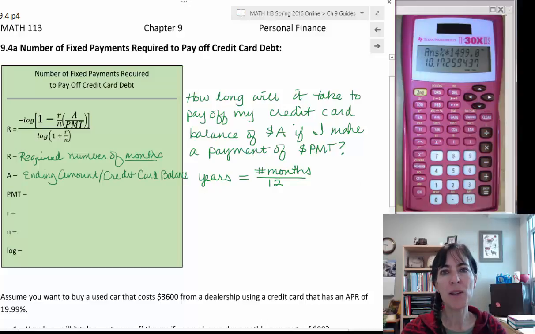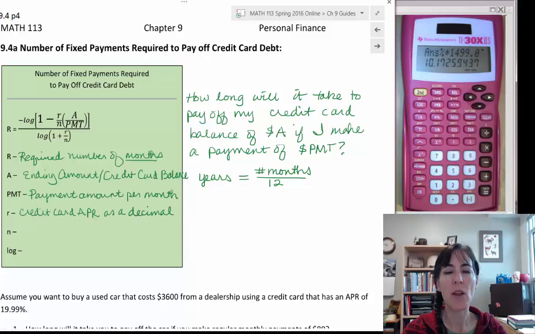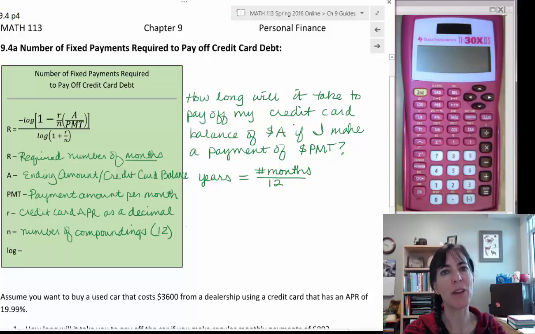So the A is normally the ending amount. In this specific case, it is the credit card balance that you're trying to pay off. The PMT is the payment amount, what you're going to pay each month. The r is the credit card APR as a decimal. The n is the number of compoundings, and we'll generally use 12 because we're talking about the number of payments in a year for a credit card, which is monthly.